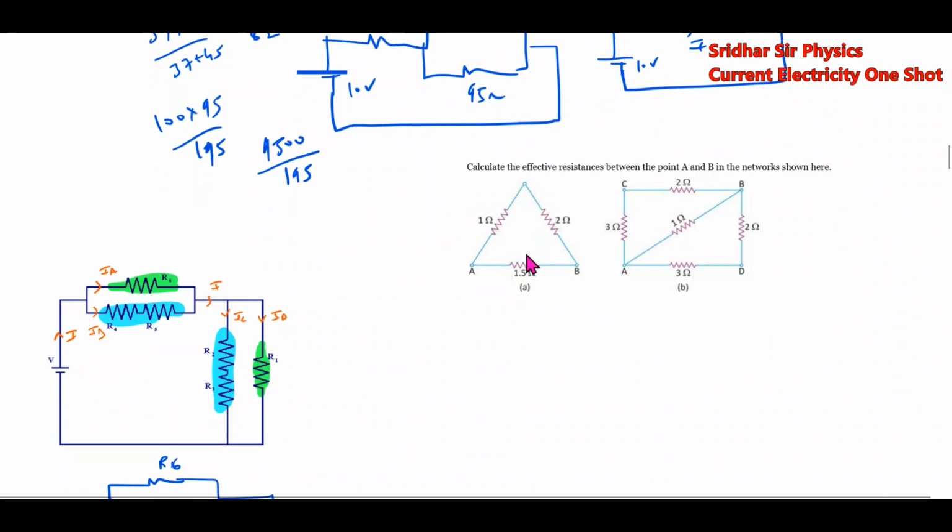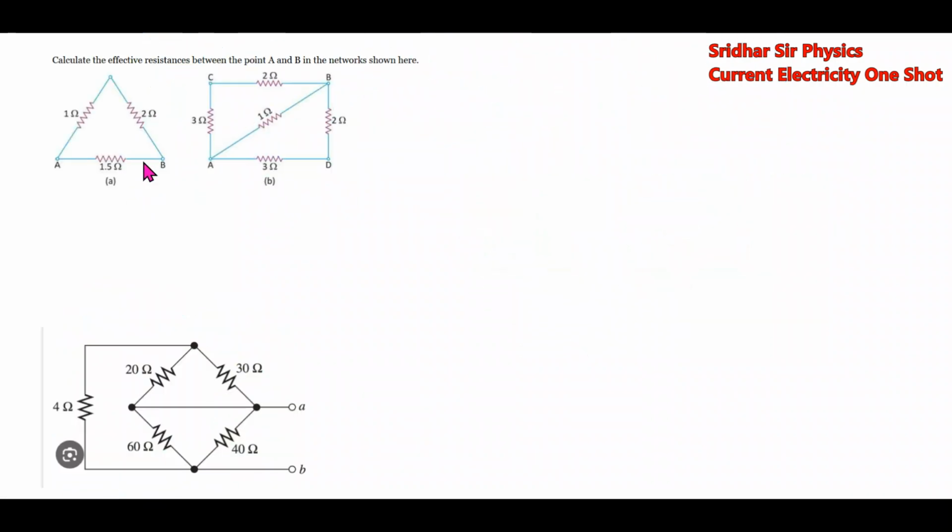Next one we'll calculate this one. You have to calculate the effective resistance. Here the current will enter, will become I1 and I2, and it will branch out. How are these two resistors? They are in series, that effective is in parallel. So the circuit will be 3 ohm, 1.5 ohm. Solve it here.